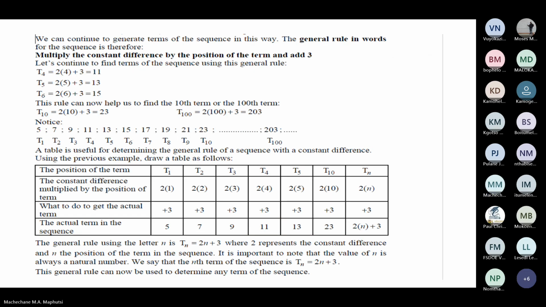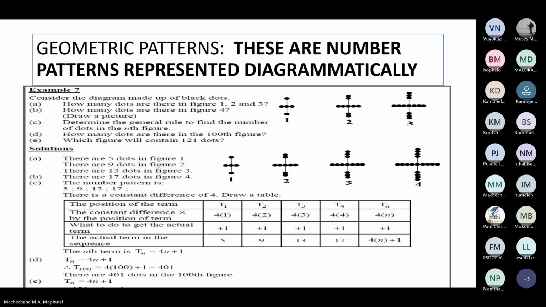So now let's move further to this. This is what I already talked about. So the general rule in words, what can we say the general rule is? Multiply the difference by the position of the term, and in our case, we added 4. Okay? So now we go to geometric patterns. What are these geometric patterns? These are number patterns represented diagrammatically, meaning using diagrams.